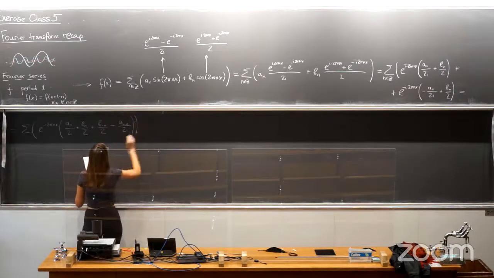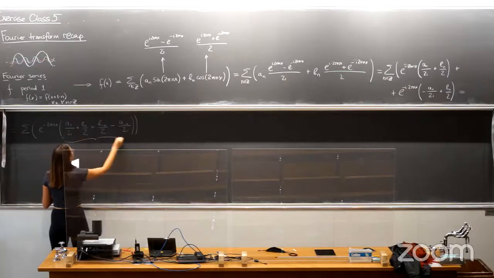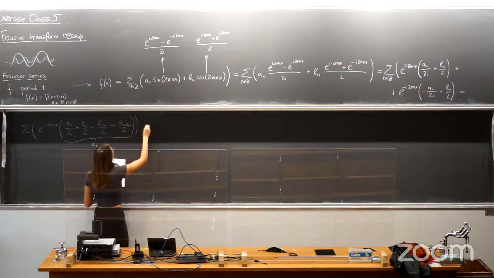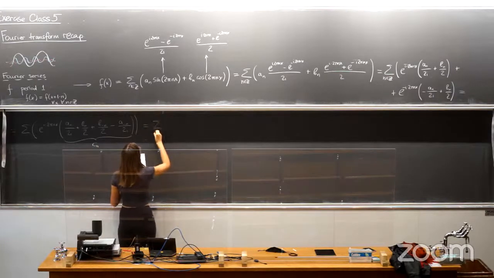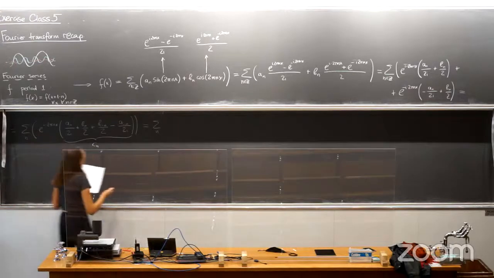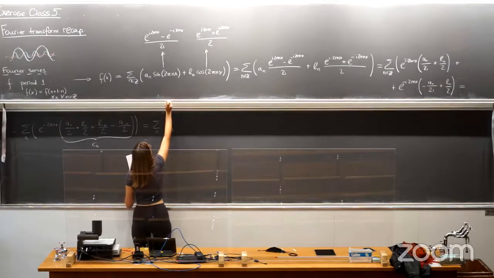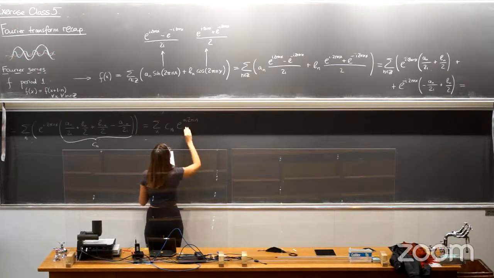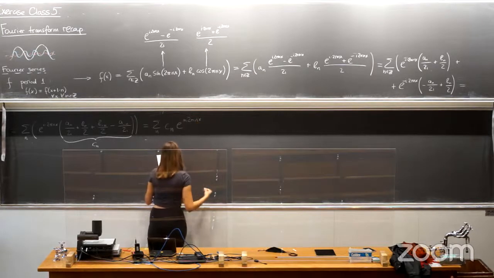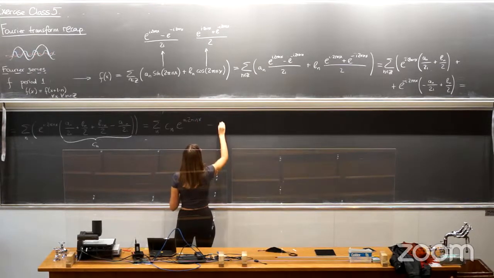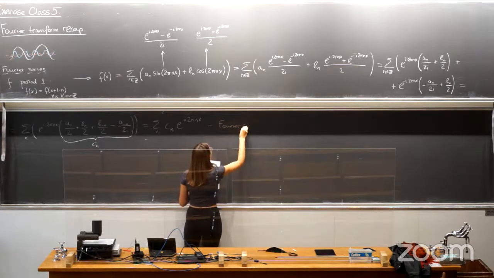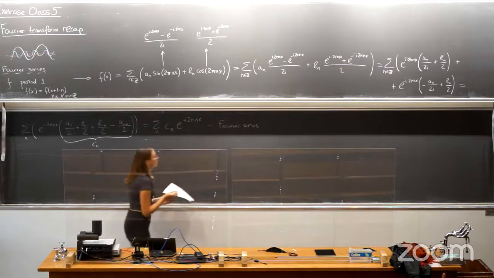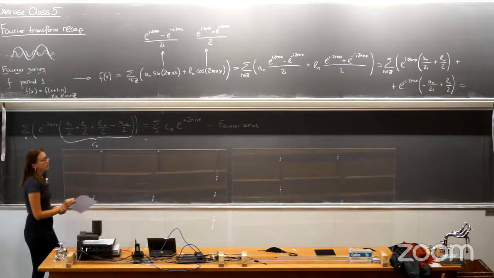And let us call this coefficient C_n. And what we get here is then the sum over n of C_n e to the power i 2π n x. And this is basically the Fourier series. So again, nothing magical happened here. We just rewrote the initial sum in terms of sines and cosines, using the complex exponential.